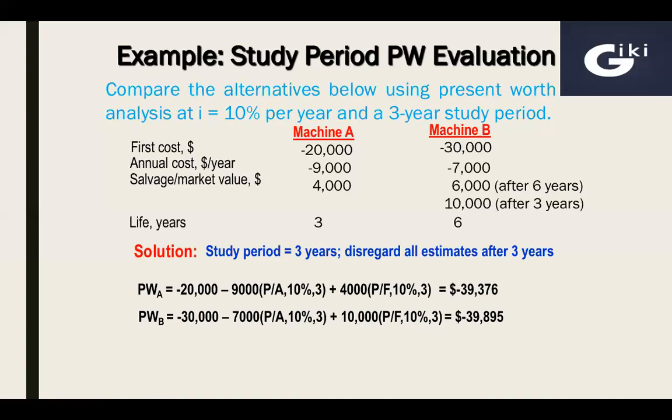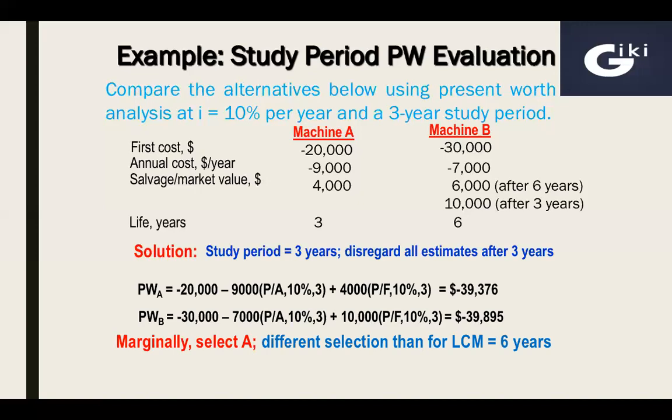Anyway, the selection criteria is same. We have to select the machine with less negative value or less cost, which is machine A. So we'll select machine A. So if you remember in previous case when we were following the LCM approach, we selected machine B. Here we are going to select machine A. So the result has changed with the difference of method here. Keep in mind, bear in mind that both methods, study period or LCM method, may provide different results at times.